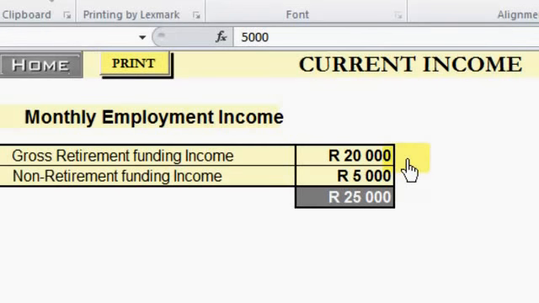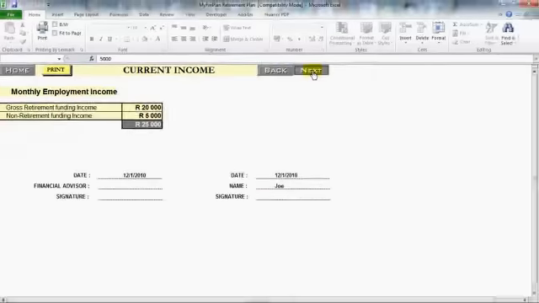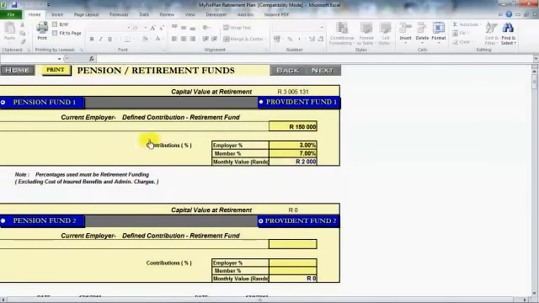Joe is a salaried person and he's currently earning 20,000 Rand a month. Now, we refer to this 20,000 Rand a month as being the retirement funding income. Often people have packages where it's made up of retirement funding and non-retirement funding. So, although he's earning 25,000 Rand a month, only 20,000 Rand is taken into account when working out his pension contribution.